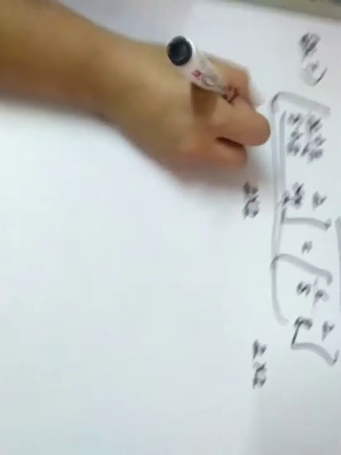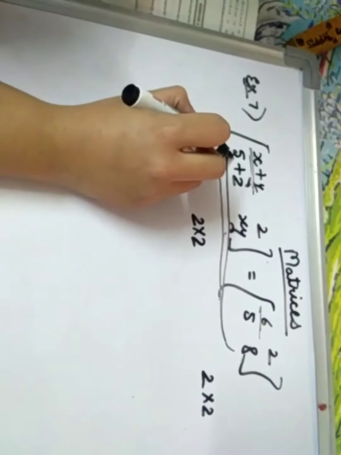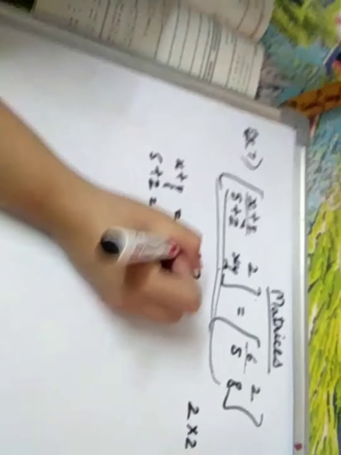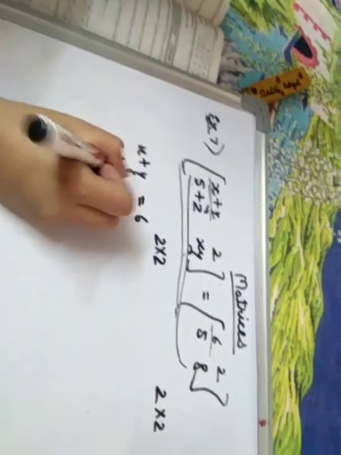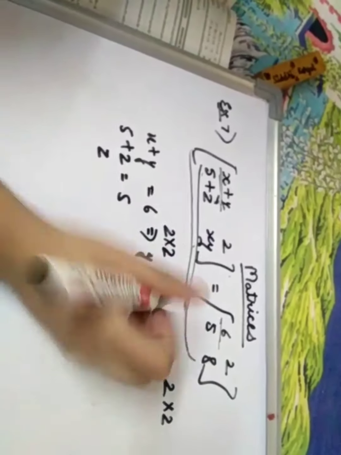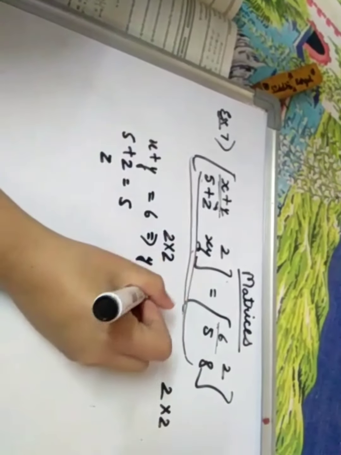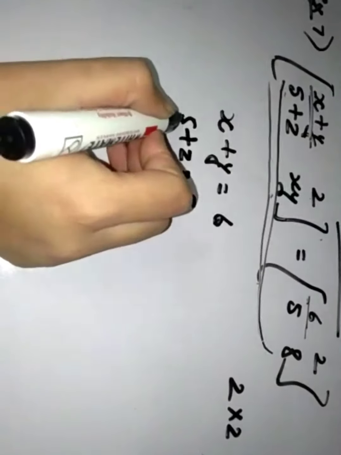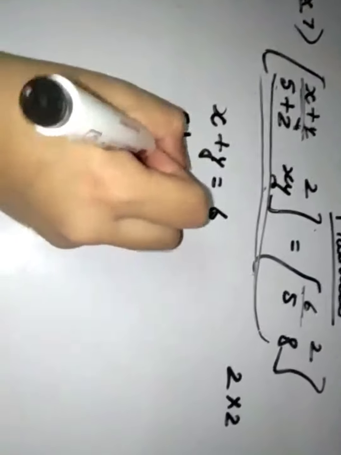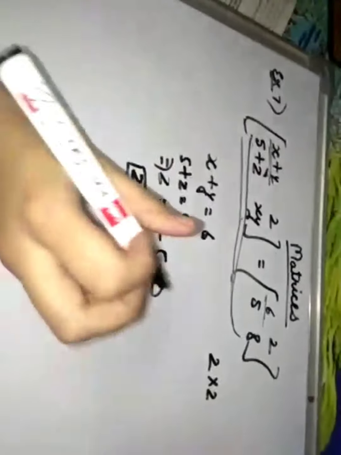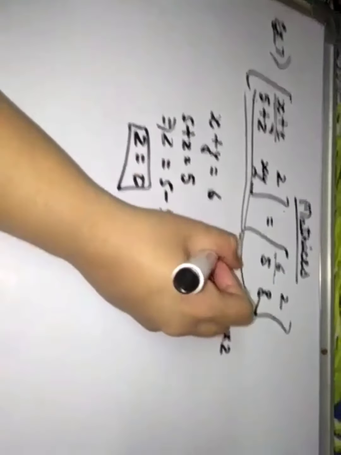x plus y equals 6, 2 equals 2, 5 plus z equals 5. x plus y equals 6. 5 plus z equals 5. Here the value of z equals 5 minus 5 equals 0. So the value of z equals 0, and now we have to find the values of x and y.